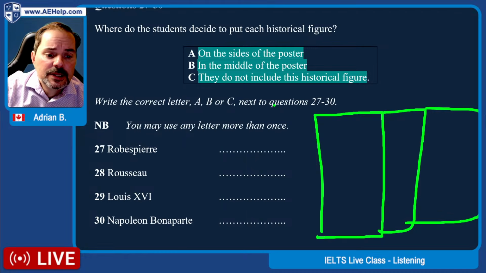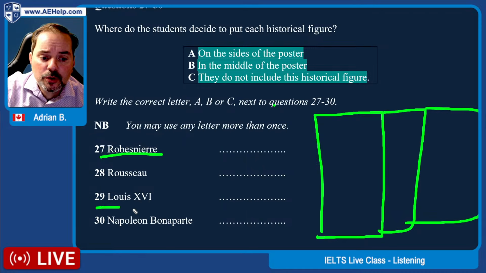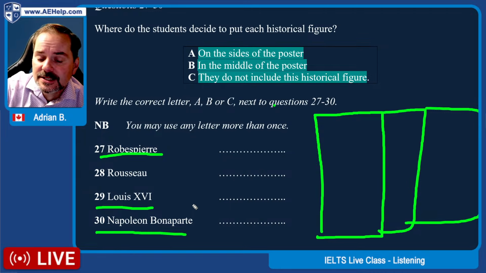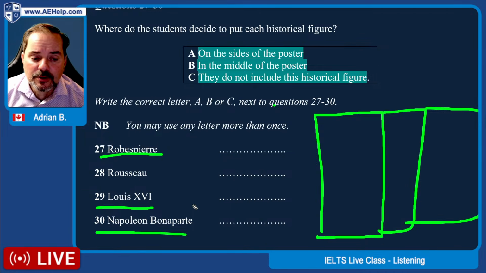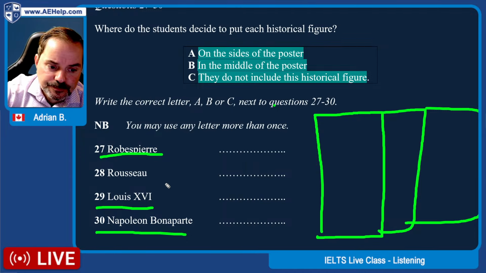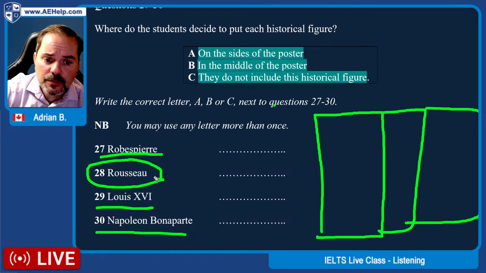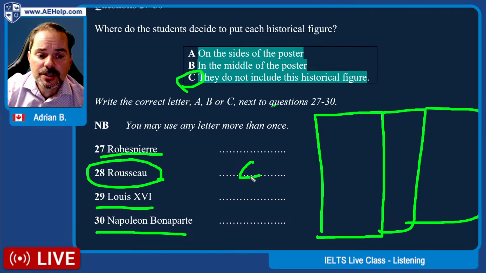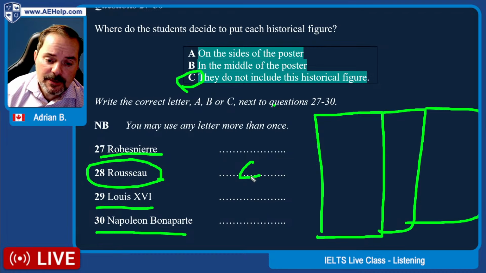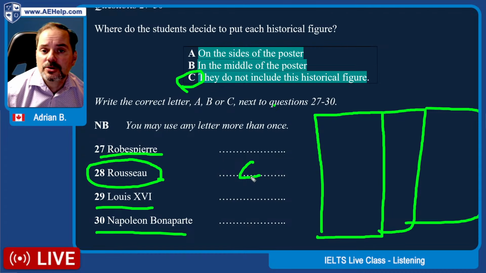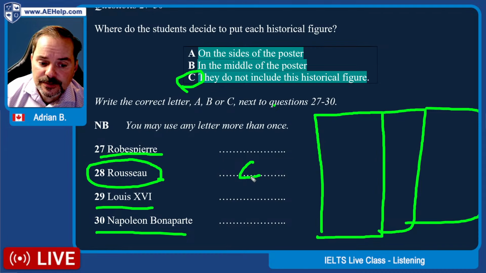Okay, so when we listen to this, you saw me underline Robespierre, Louis XVI, the king, and then Napoleon Bonaparte, and then they decide that they want to add 2 more people that are not here. So number 28 is an easy one. We can do that first. It's clearly C. They don't include it because we don't hear them mention Rousseau. Rousseau's not mentioned. He's not going on the poster. He's not in this, right?